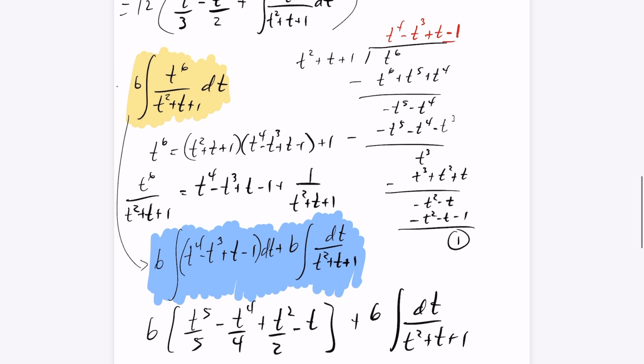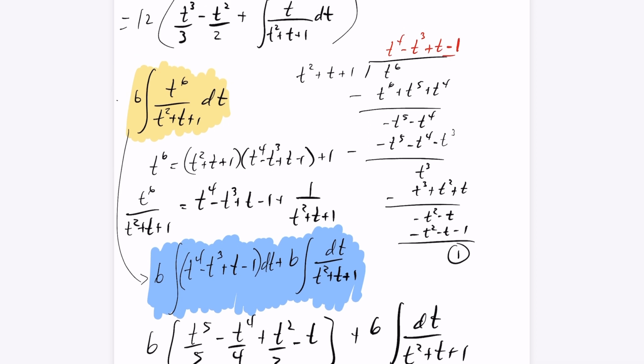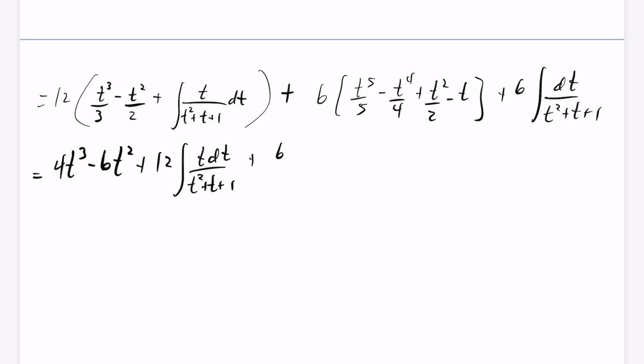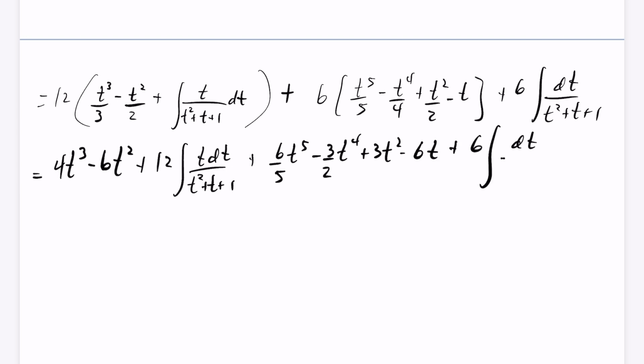So let's combine these two together. There should be some common terms and fractions here. So let's go ahead and do that. So I get the following. I'm going to go ahead and distribute this. This is going to be 4t cubed minus 6t squared plus 12 times the integral of t dt over t squared plus t plus 1, plus 6/5 t to the 5th minus 3/2 t to the 4th plus 3t squared minus 6t plus 6 times the integral of dt over, notice it's the same denominator that I have over here.